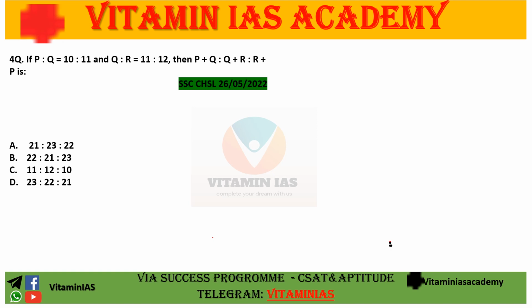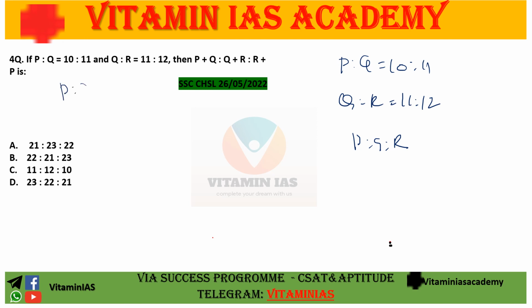Here is our next question. P is to Q is equal to 10 is to 11, and Q is to R is equal to 11 is to 12. Then what is the value of P plus Q, Q plus R and R plus P? For solving this question, we need to know P is to Q is to R. By seeing the question only, we can simply answer. What is the answer here?